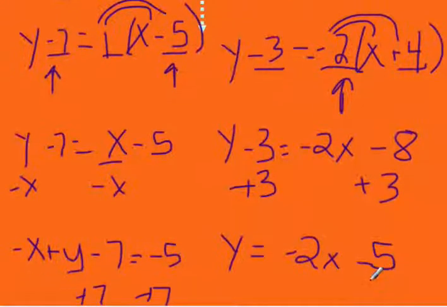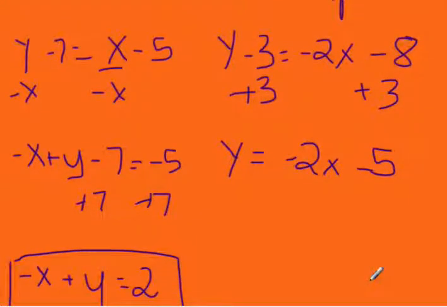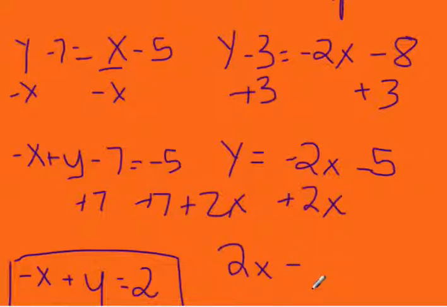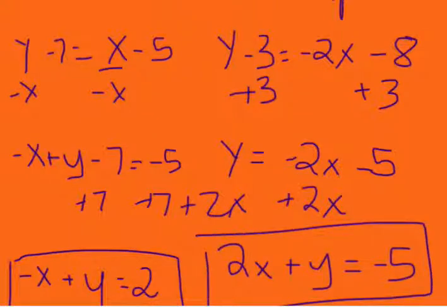Okay, now in order for it to be in standard form, I need to get that 2x over to the other side. So I'm going to go ahead and add 2x to both sides. So then I have 2x plus y, typically you write the x first, is equal to negative 5. So now it's in standard form.